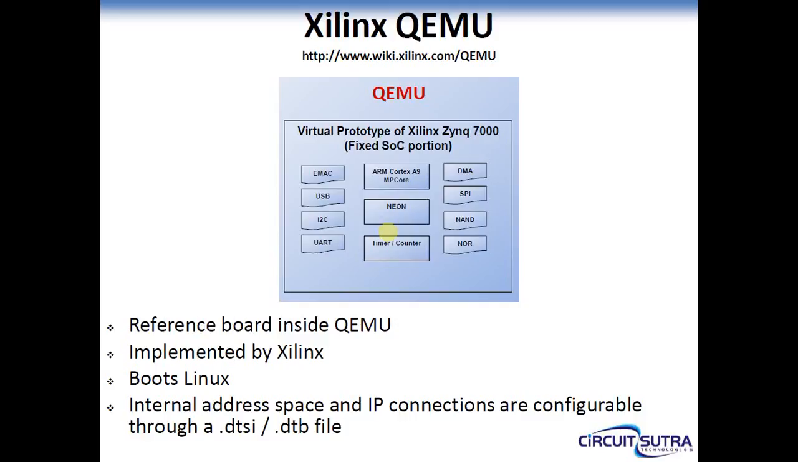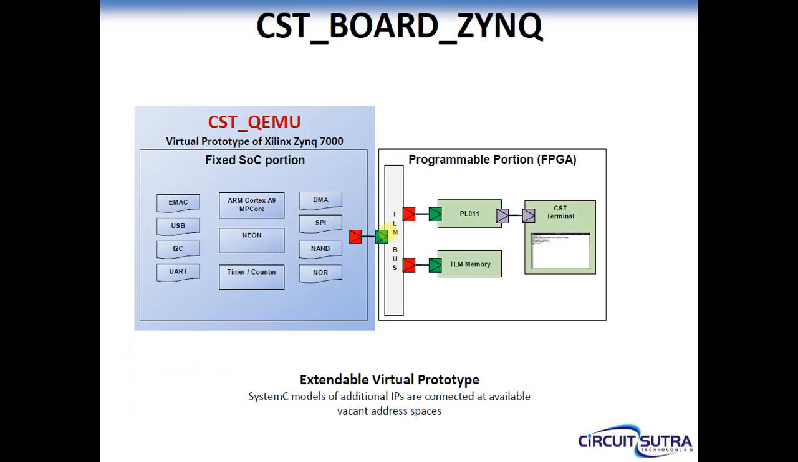In QEMU, there is a reference board for Xilinx Zynq 7000. This virtual platform is implemented by Xilinx and is capable of booting Linux. It represents the virtual model of the fixed SoC portion of Zynq 7000. Address space and IP connections of this board are configurable through a device tree source or .dtsi file, which is compiled to a .dtb or blob file and provided while bringing up the board.